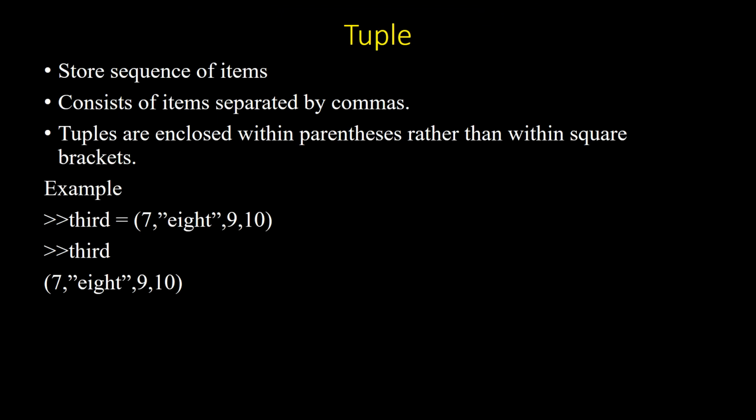The next one that we are going to see is the tuple. It is used to store a sequence of items, which are separated by commas. Tuples are enclosed within parentheses rather than square brackets. Here is an example. Here I have used parentheses, whereas for a list we mention square brackets. Here I declared a variable called third, which is equal to 7, 8, 9, 10. When I display third, it displays the tuple values.